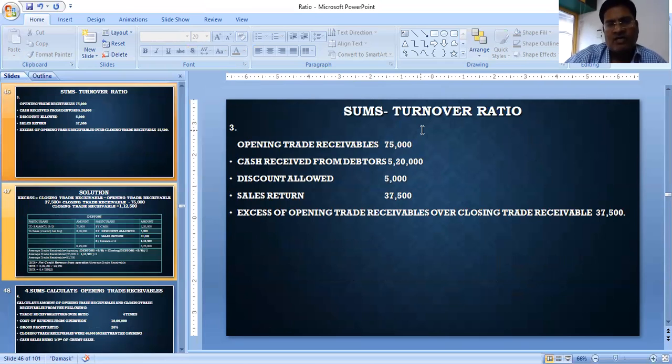Now see this third sum. Opening trade receivable 75,000, cash received from debtors 5,20,000, discount allowed 5,000, sales return 37,500. Excess of opening trade receivables over closing trade receivables is 37,500. Now you notice, students, over here credit sale, that is credit revenue from operation, is not given. The gross debtors is also not given.